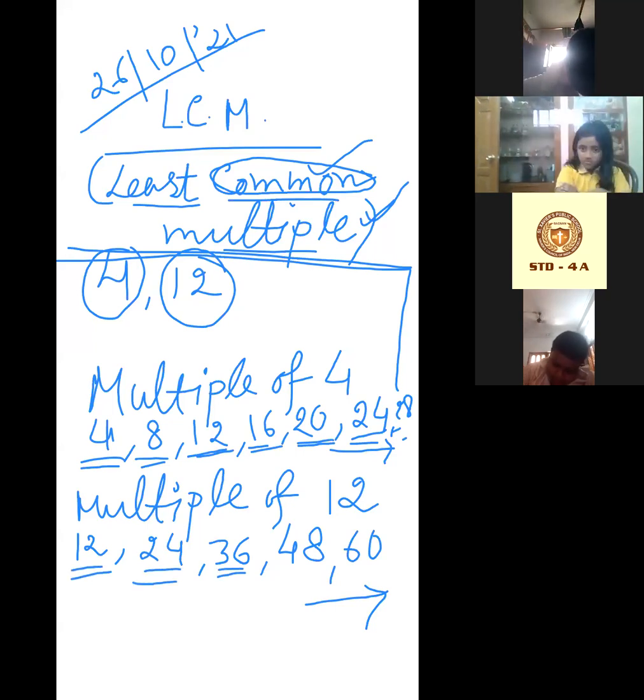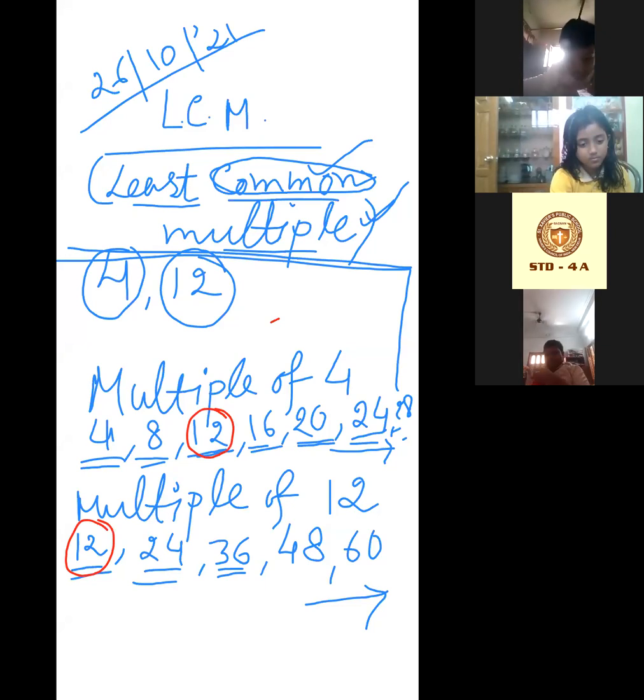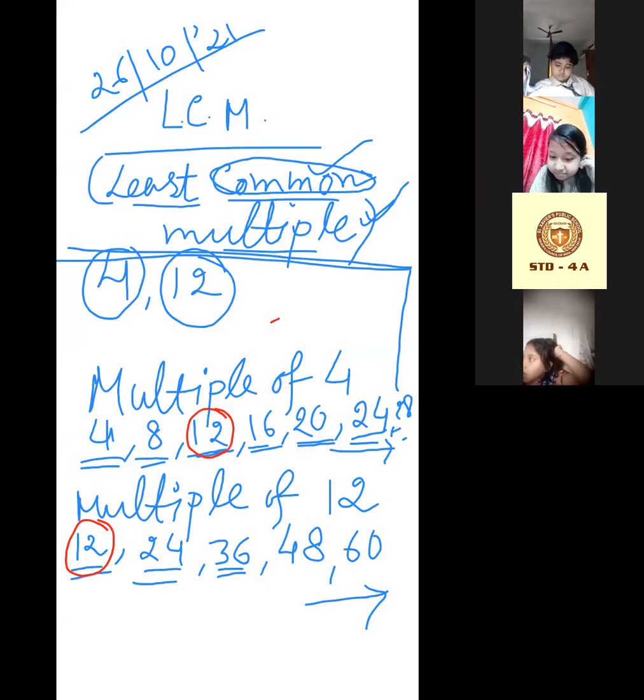I am taking red ink. Look, this 12 is in both of them, isn't it? Now common means in both of them. Next, look, 24 is also in both of them. So these are called common. Got it?